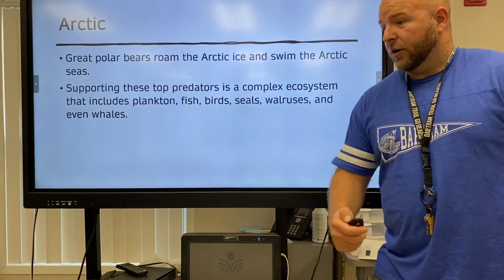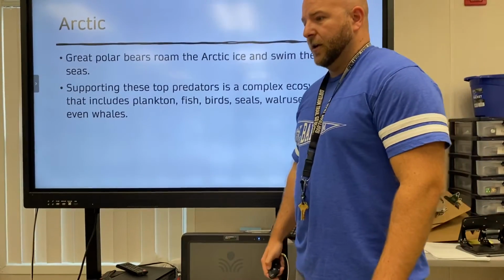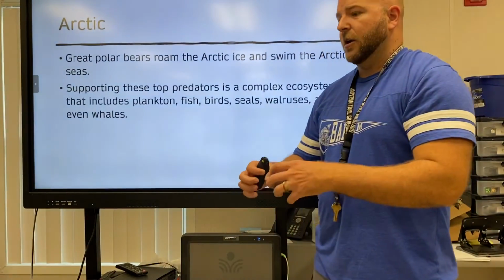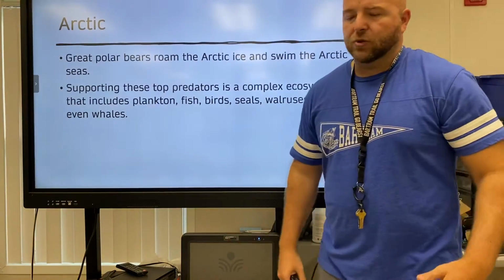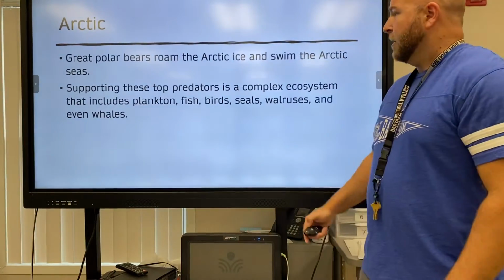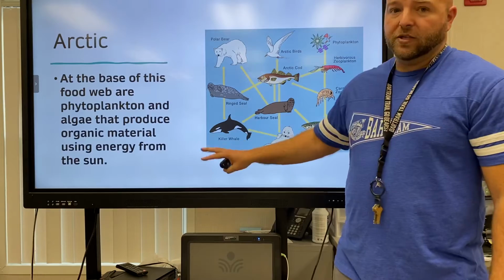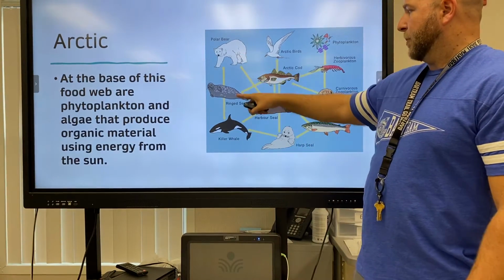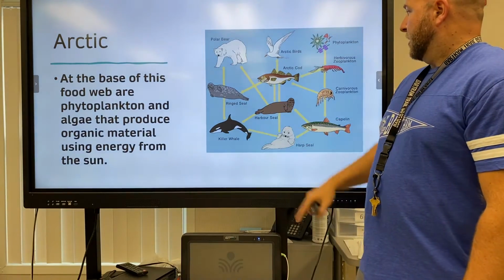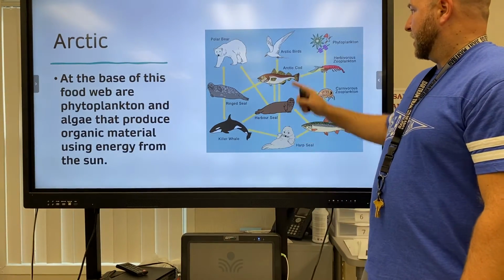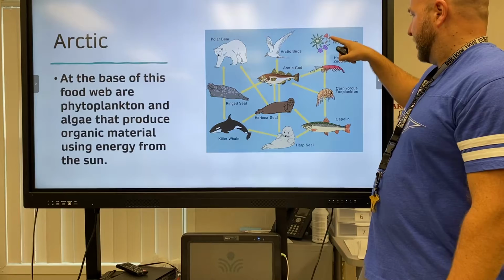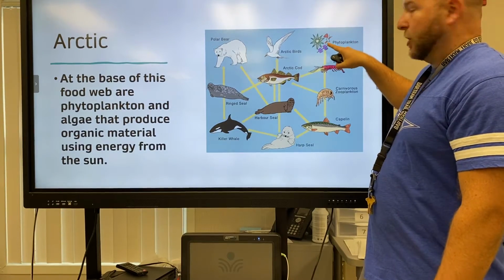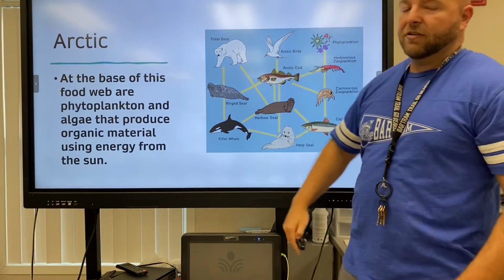The great polar bear roams the Arctic, and he's the top predator, but then there are lots of other fish, birds, seals, walruses, even whales that come into it. And here's what an Arctic food web might look like, with the polar bear at the top eating the seals. You've got cod being eaten by birds. Phytoplankton is where the energy starts off. So we're always going to have that primary production.